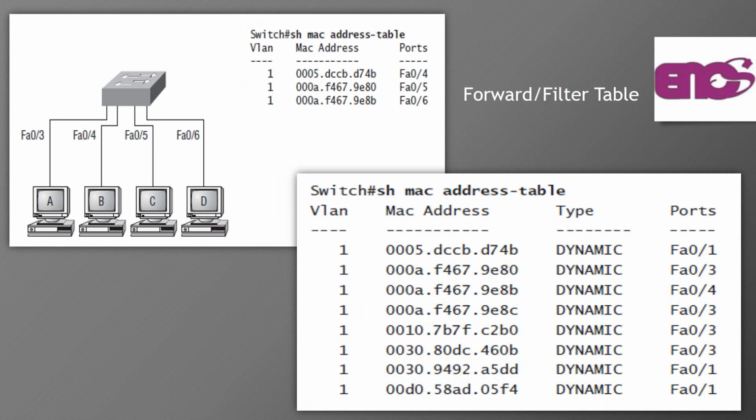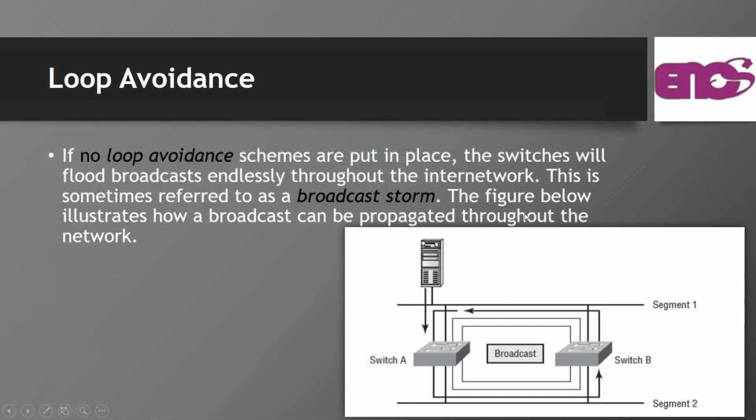So this is a good example. You have 0/3, 0/4, 0/5, 0/6. It populates the MAC address table with their MAC addresses. Then when you do show MAC address table, it will tell you the MAC address of every device connected to it. So that is the second function of a switch.